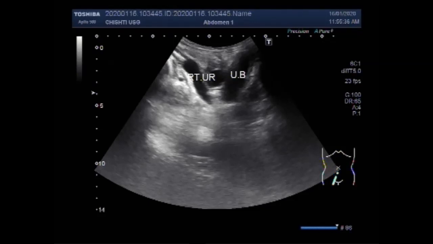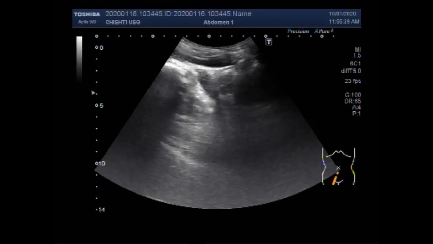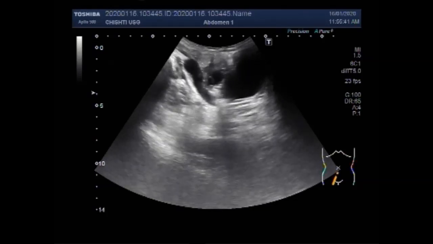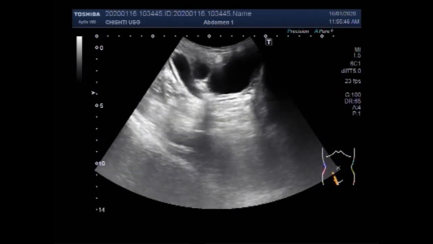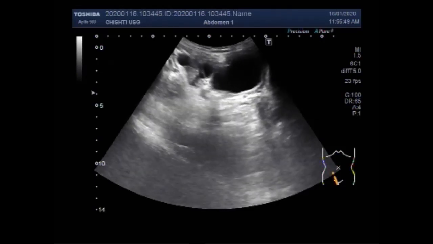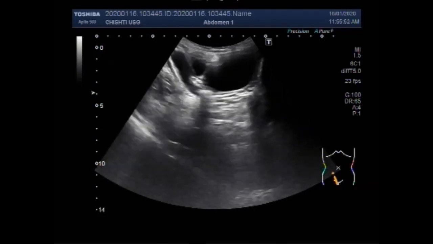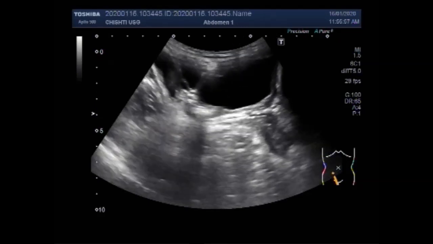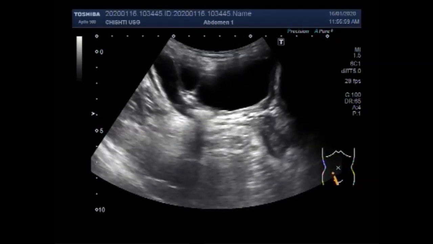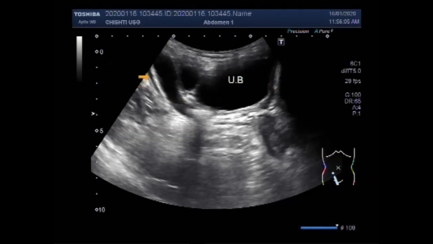Right ureter in its upper one third. And now you can see the stone. The stone in the lower one third. In the distal portion of the ureter, a large stone is visible near the ureterovesical junction. This is the right ureter, and this one is the stone.